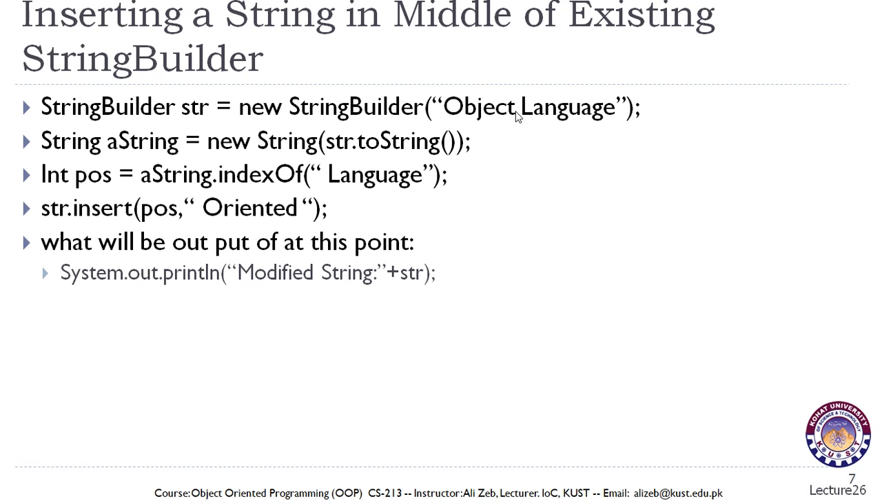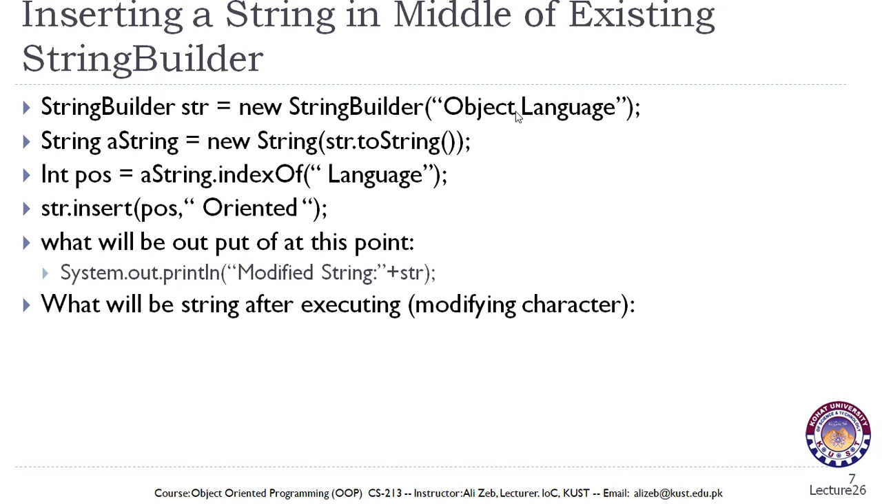So you can try and put this code. What will be the output of the following code, where we are trying to add a string builder object to an existing string, and what will be the string after executing or modifying the character. So for example, if you want to change the character at a certain position in the string.